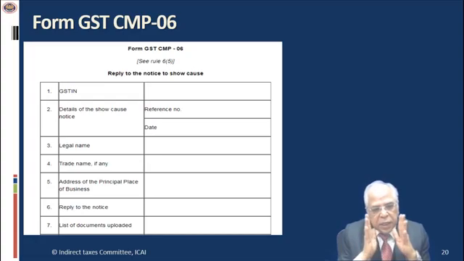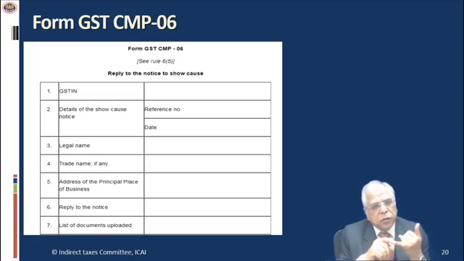Now what we have been discussing is how to reply to the show cause notice. Once again, I would like to summarize the same. Here you can write as per detailed reply annexed herewith. But as I told you, after receiving the show cause notice, first of all you have to find out whether it has been issued by the proper jurisdictional officer. Then you have to find out the quantification of demand.